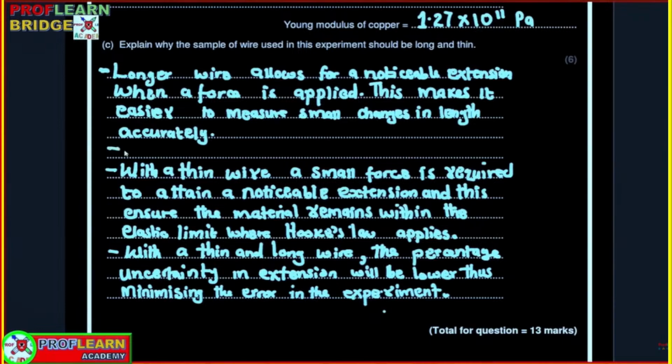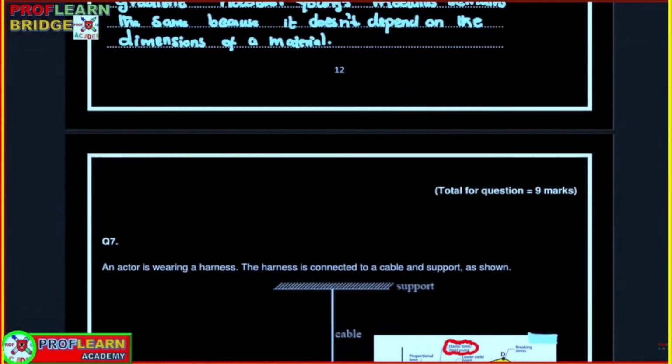Right, moving to the next question. You can add a statement and say small loads can be used if you are using a short and thick wire. You need big loads in order to observe some extension, but in this case we can measure and determine different extensions with just small loads.